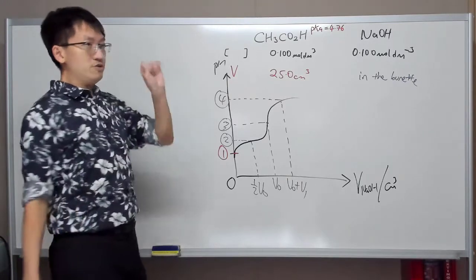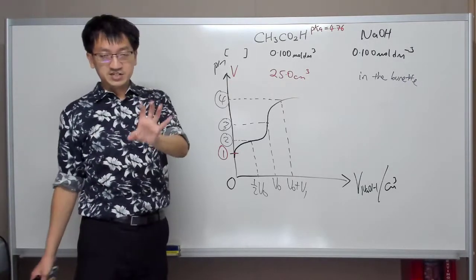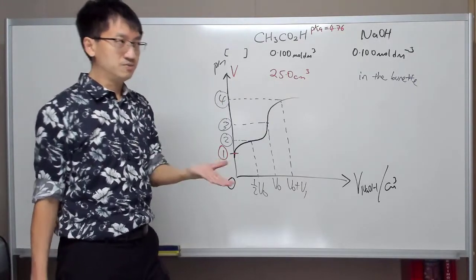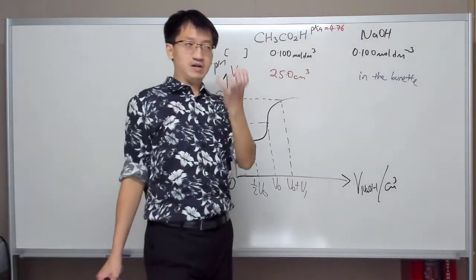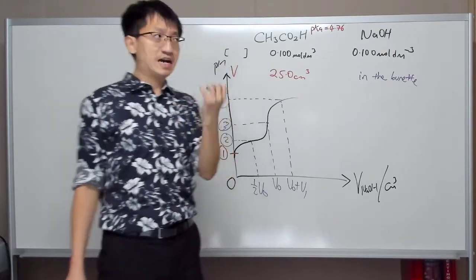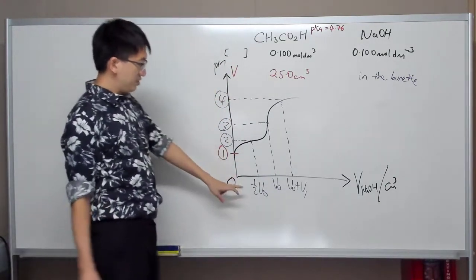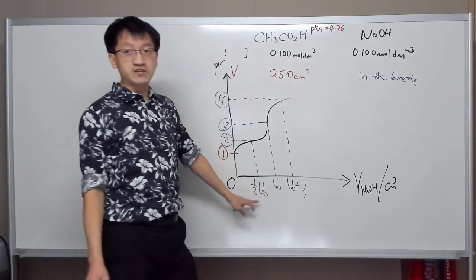Okay, and remember that the calculation itself is largely stoichiometry. It has nothing much to do with acid-base equilibrium. The acid-base equilibrium concept only comes in at the beginning. Okay, yeah. So maybe right now I'm just going to solve for V naught.